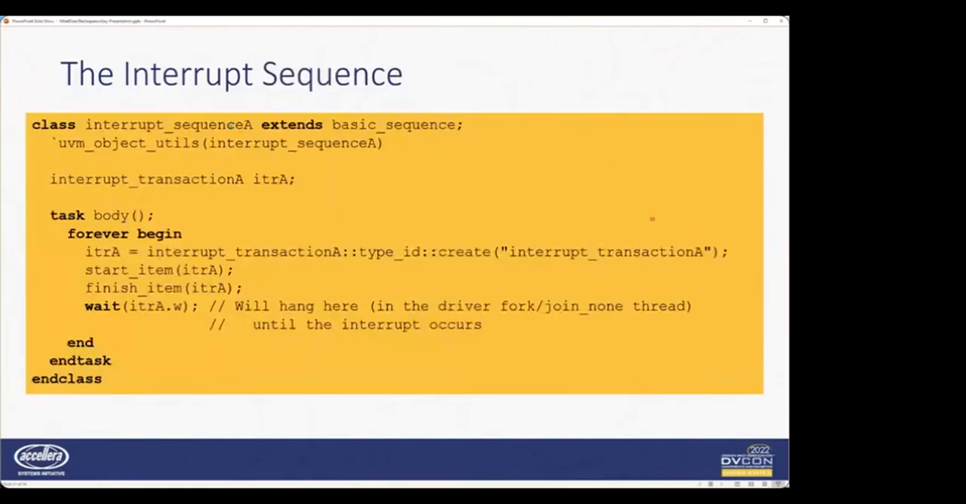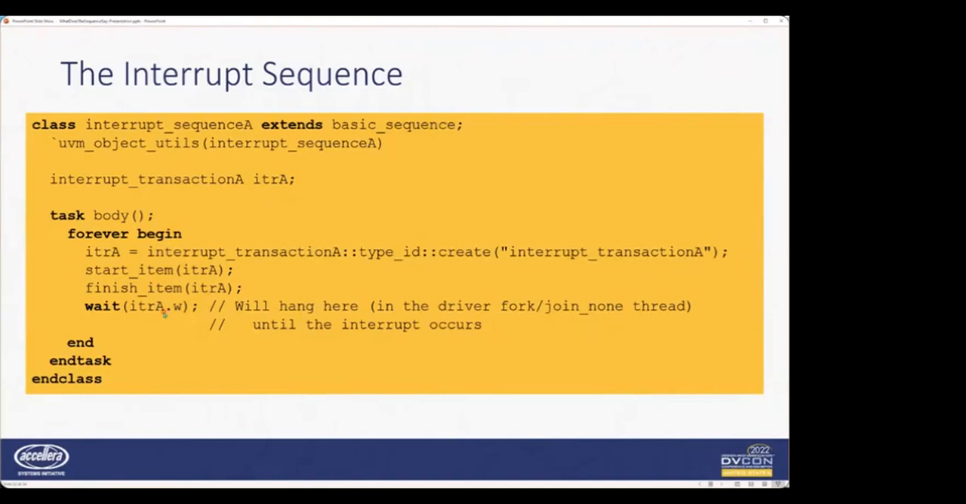Okay, so we're going to have an interrupt sequence, and it's pretty simple as well. It extends the basic sequence, but inside it's a little different than most sequences. It has a handle to one of those interrupt transactions that we just defined, and it is a forever loop. It is going to allocate one of those interrupt transactions, and then it's going to do a start item, finish item on it. And really, this is request to send and then go.